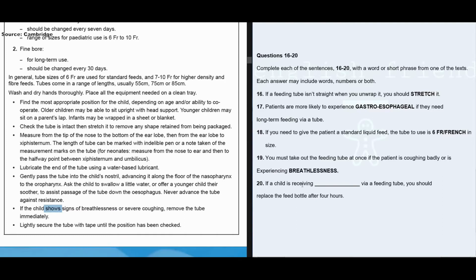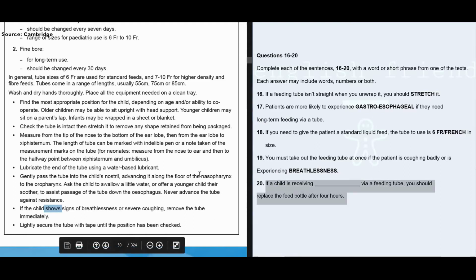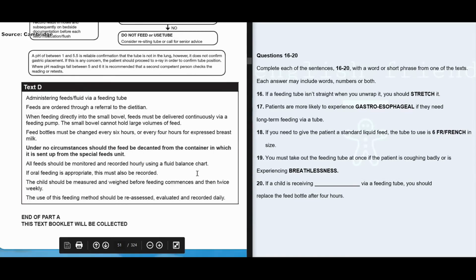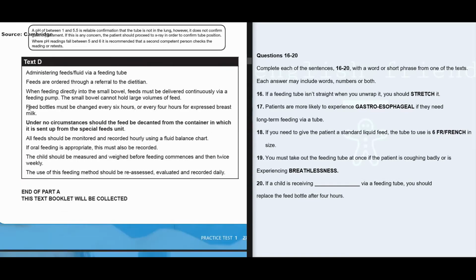Question number 20. If a child is receiving dash via a feeding tube, you should replace the feed bottle after 4 hours. This information can be found in the last paragraph, in the last text. Here in the fourth point, feed bottles must be changed every 6 hours or every 4 hours for expressed breast milk. So if the child is receiving, yes, it's expressed breast milk. It's not necessary to write express, so it's optional. You may or may not write express there. The answer should contain breast milk.